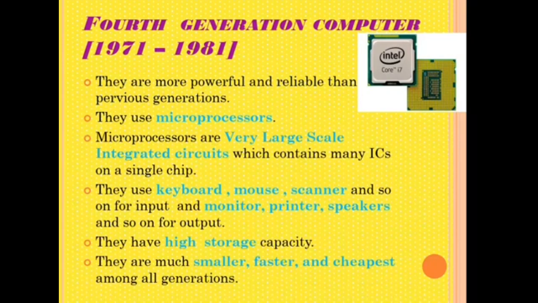Here keyboard, mouse, scanner are used for input. Monitor, printer, speaker are used for output. They have high storage capacity. Here the storage space is high. They are much smaller, faster and cheapest among all generations. When we compare to the first, second and third generation, this is much smaller, faster and cheaper.